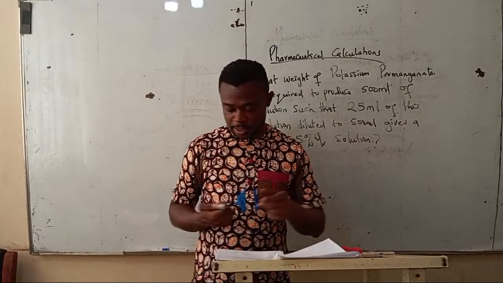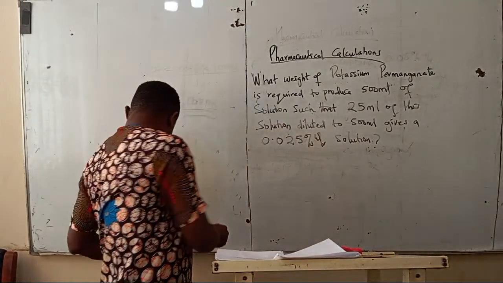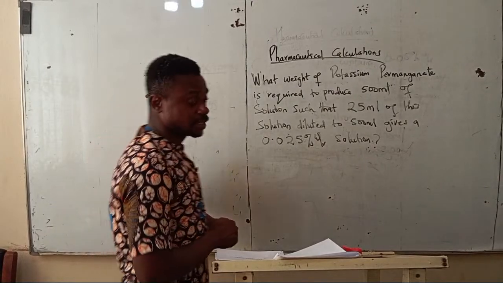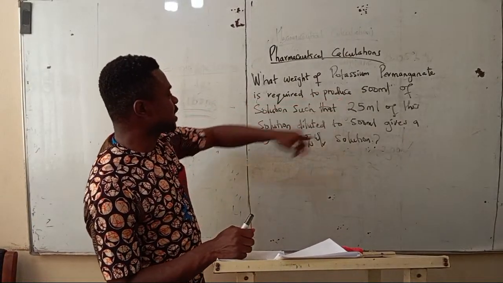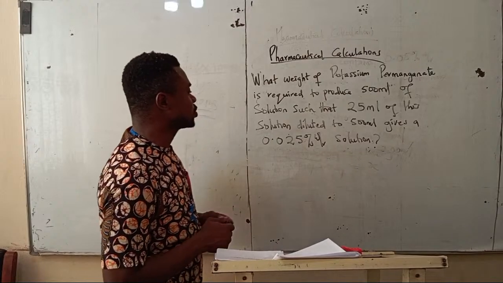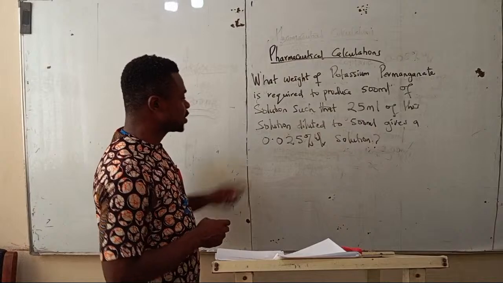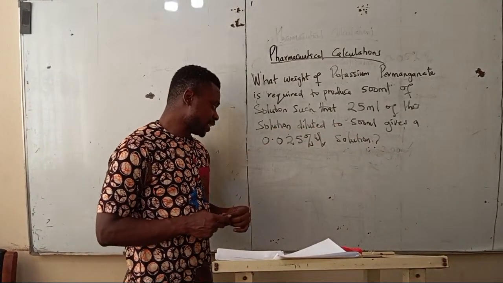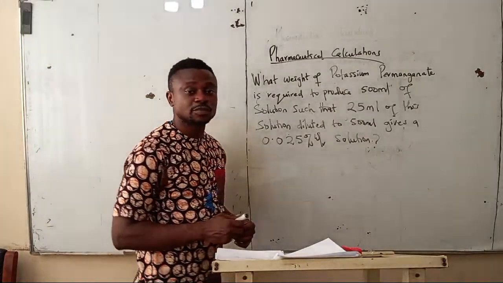Okay, let's look at this question. The question says, what weight of potassium permanganate is required to produce 500 ml solution such that 25 ml of this solution diluted to 500 ml gives a 0.025% weight/volume solution?